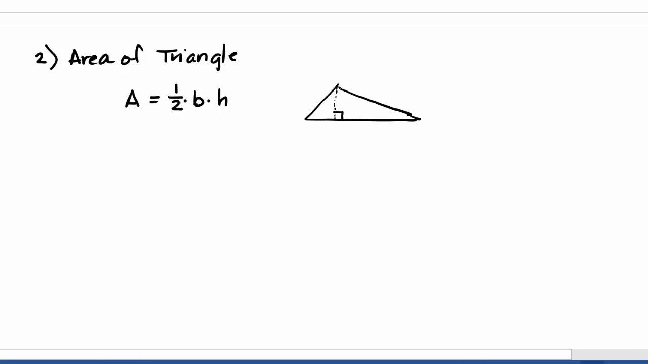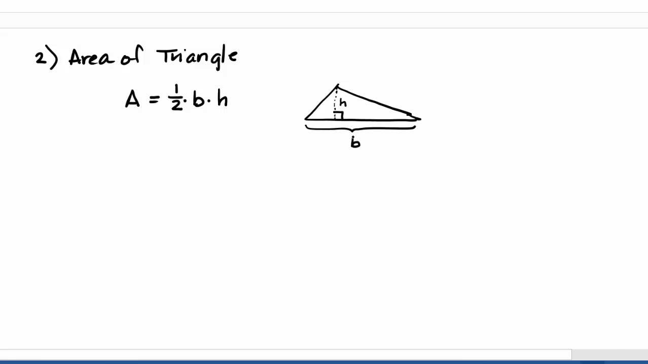If I drop from one angle of the triangle to another side, and I draw a perpendicular line, this little square here means that it's perpendicular. This is the height of the triangle, and this is the base of the triangle. Okay?